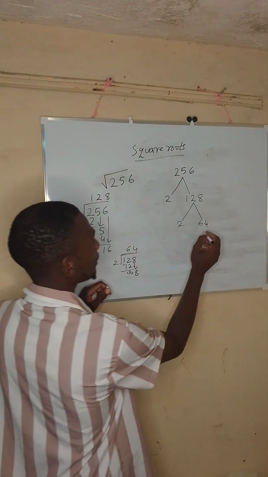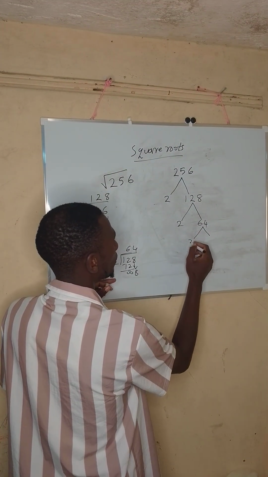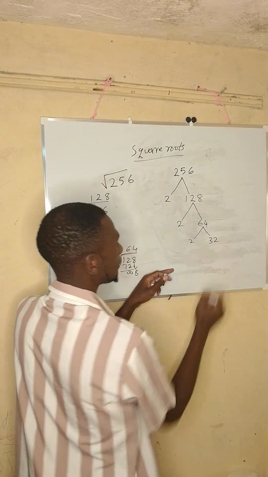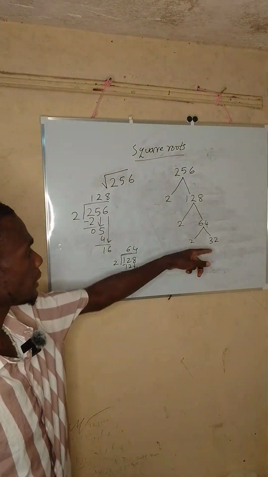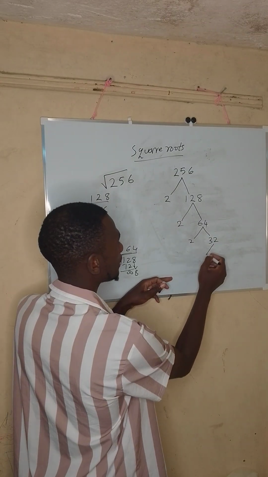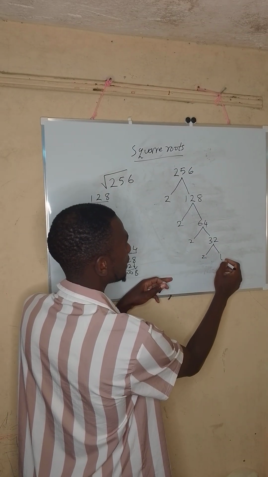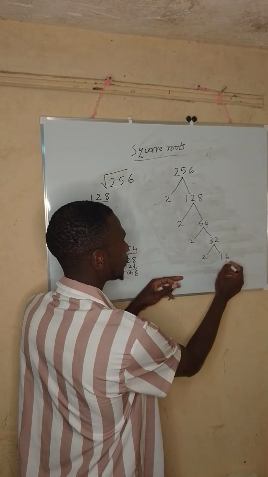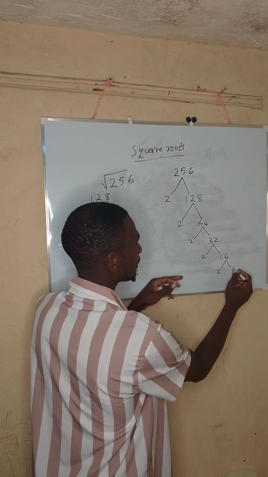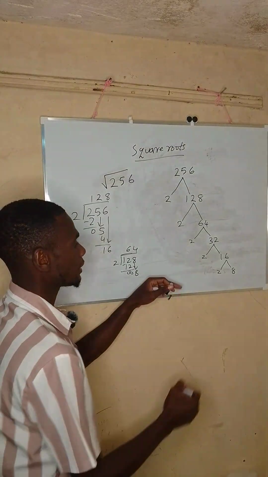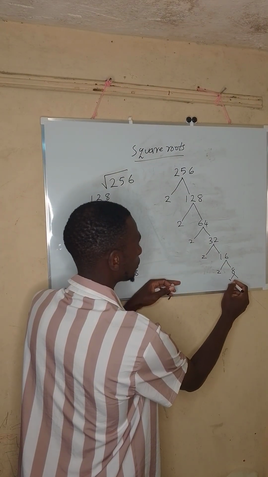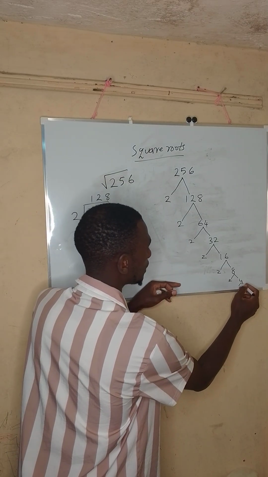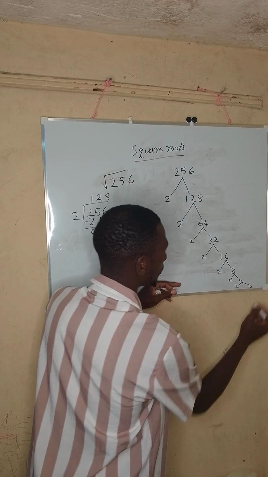If 2 can still divide this, we will continue with the 2. 2 divides 64 32 times. If 2 can still divide that number, we will continue with the same 2, which is 16 times. Then 8 times. Then 4 times. And if 2 can still divide 4, we will continue with the same 2, which is 2.